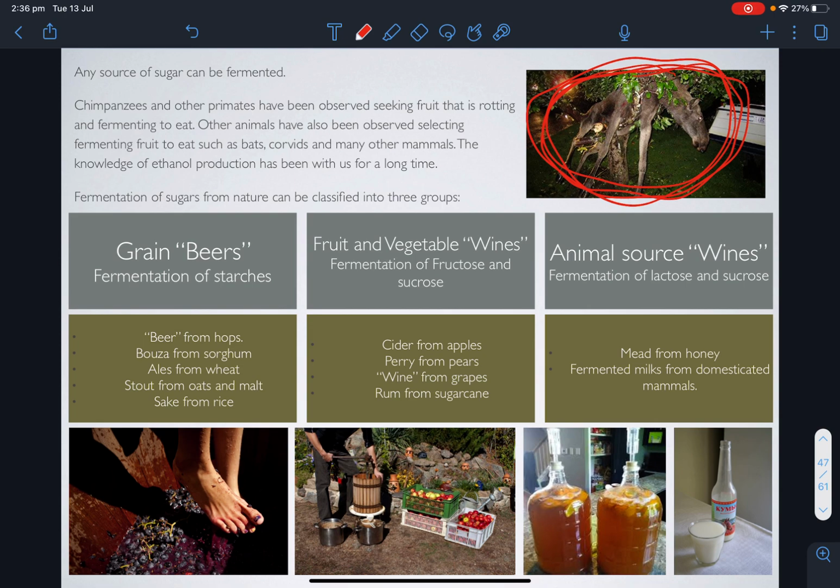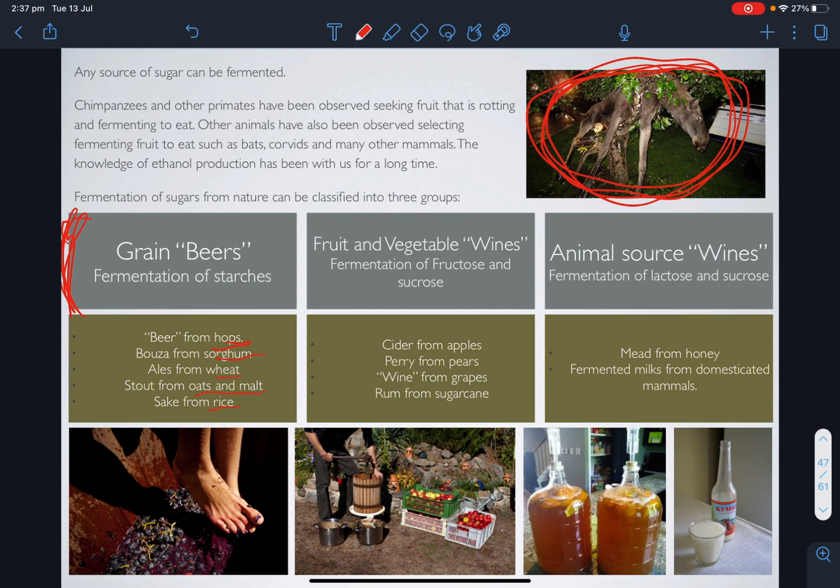Fermentation of sugars from nature can be classified into 3 groups. I put a nice table here for you. This might be going a little bit beyond the syllabus, but that's okay. We've got beers, which are fermenting starches. From hops, which is normal traditional beer, you've got sorghum, wheat, oats and malt, and rice as well. So grain beers can be fermented, those sugars from them.